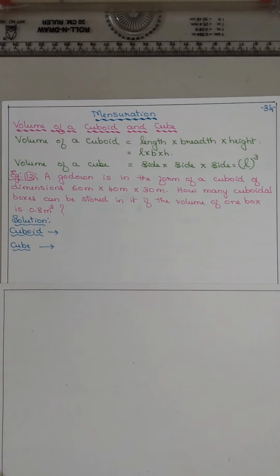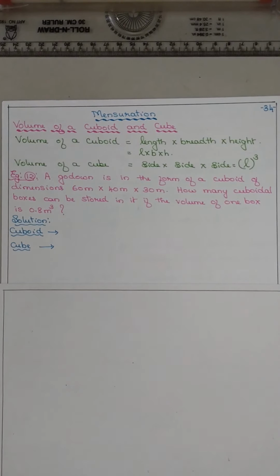We were discussing the lesson mensuration. Now coming to the topic, the volume of a cuboid and a cube. We have learnt about the surface areas, that is the lateral surface area and the total surface area of the cuboid and the cube. Now the volume. Volume of a cuboid is equal to length into breadth into height, that is L into B into H, and the volume of a cube is side into side into side, or edge into edge into edge, that is if you take edge to be L, it will be L cube.